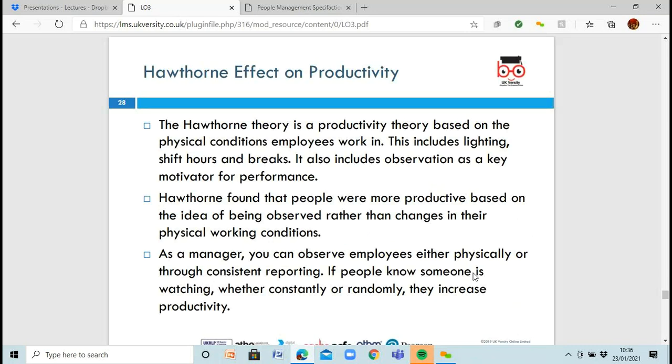And then we've got the Hawthorne effect on productivity. So Hawthorne's theory is productivity-based, as we just indicated here. So it works on the physical conditions that the employees actually work in. So this is things like lighting, the shifts, how long they are, breaks, and it also includes observations, as a key motivator for performance. So Hawthorne actually found that people were more productive based on their idea of being observed rather than changes in their physical working conditions. So as a manager, you can observe employees either physically or through consistent reporting.